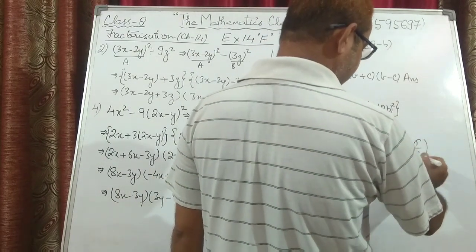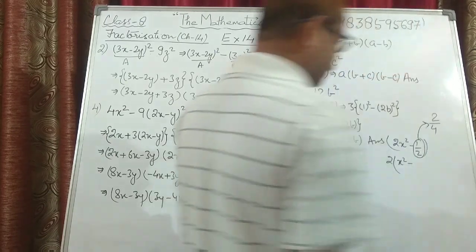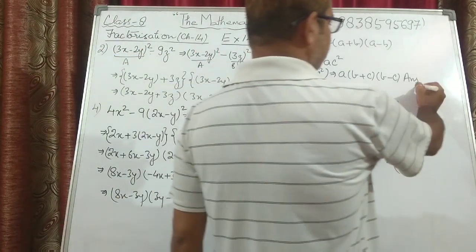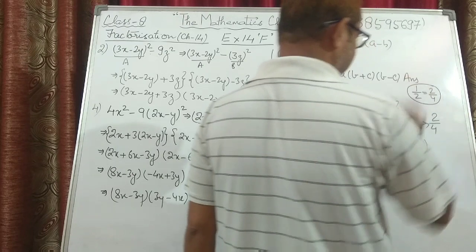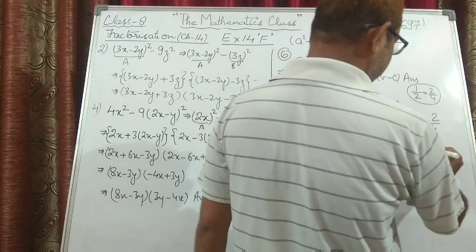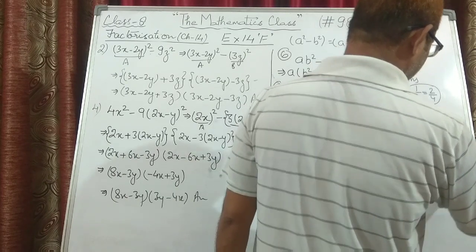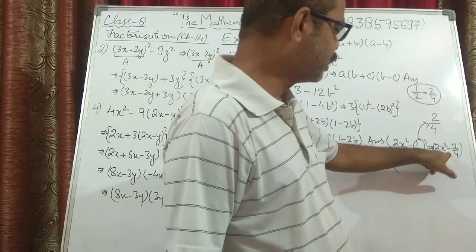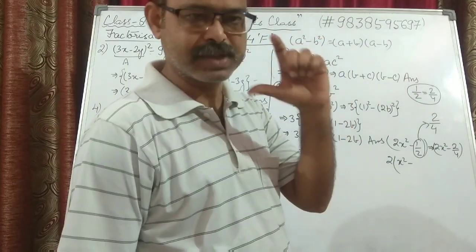So at least this should be 2 upon 4. 1 upon 2 is a fraction and 1 upon 2 can be written as 2 upon 4, because both of them are the same fraction. So this can be written as 2x square minus 2 upon 4. What I have done, 2x square minus 1 upon 2 can be written as 2x square minus 2 upon 4 because 2 upon 4 and 1 upon 2 have the same value.